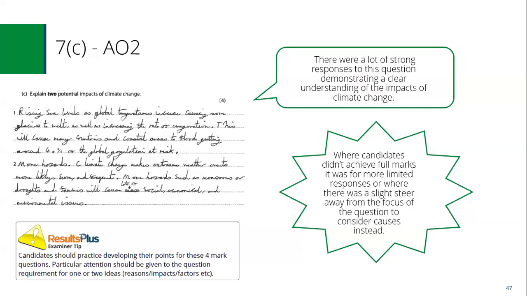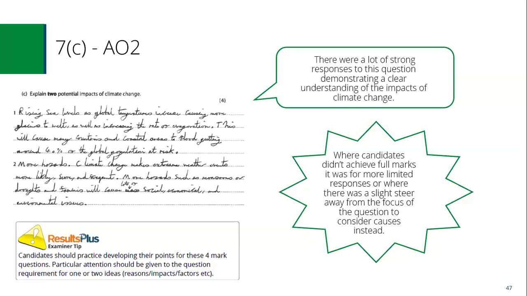Okay, so explain 2 potential impacts of climate change. So we want the impact and the explanation here. It requires that they do this twice. There were a lot of strong responses to this question, which demonstrate a clear understanding of the impacts of climate change. Where candidates didn't achieve full marks, it was more limited.